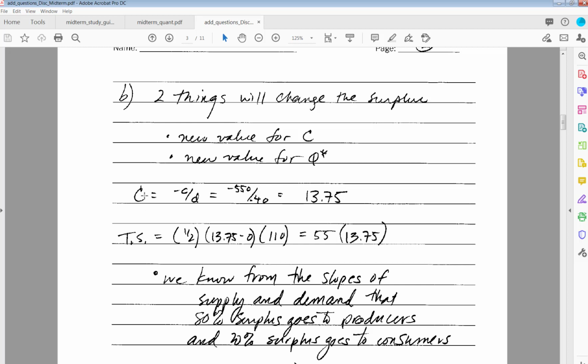So that's the value I needed for C, and then I need the new value of Q, which I'm using there. So the total surplus equation is 1/2 times capital C minus capital A, those two intercepts of the inverse demand and supply equations, times Q star. And if you do that, you see a half times 110 is 55 times 13.75.